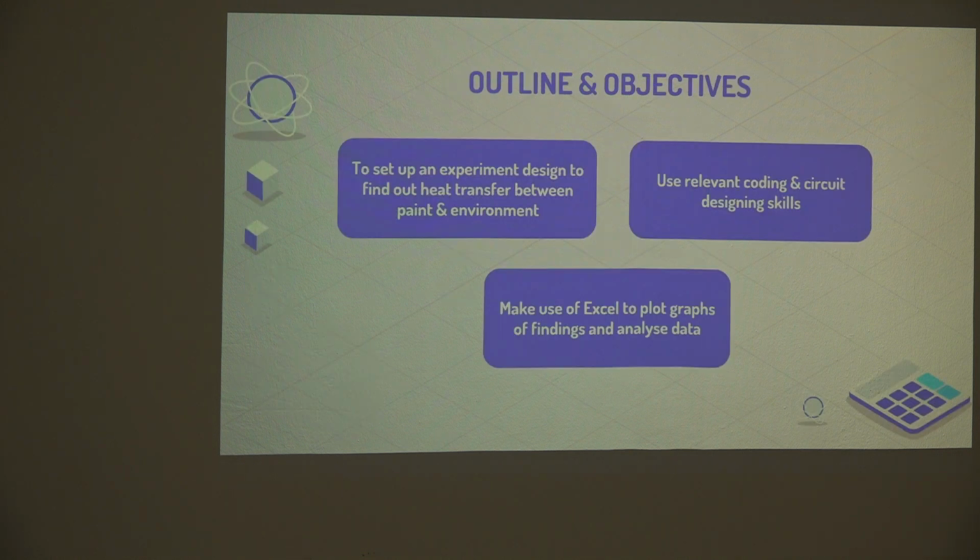So our main objectives lie in setting up the experimental design to find out the heat transfer between the paint and environment, making use of our relevant coding and circuit designing skills, and then employing the properties of Excel to plot out our graphs from our findings and analyze the final set of data.